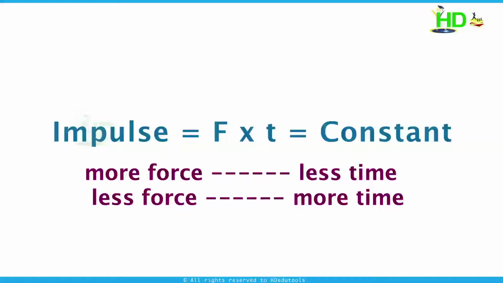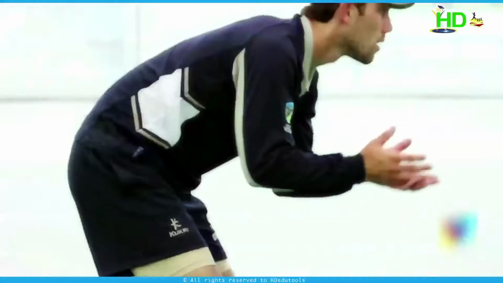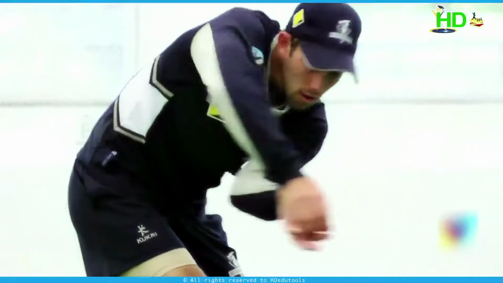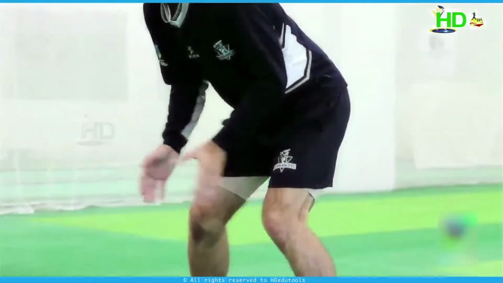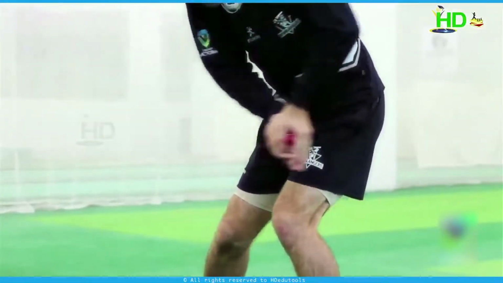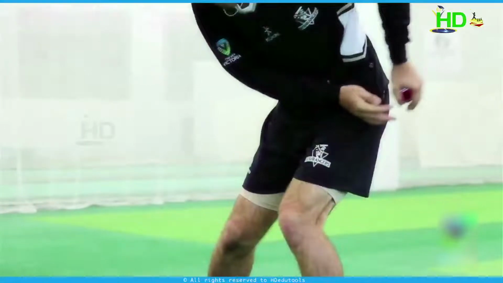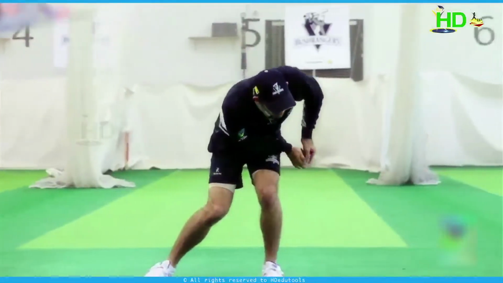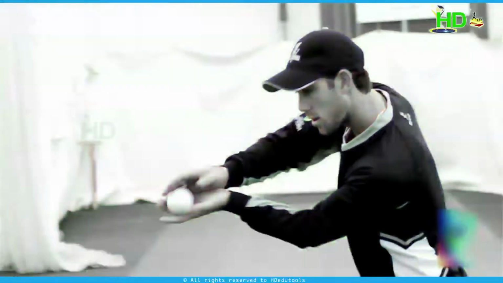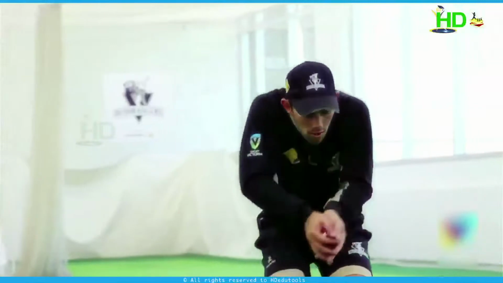To understand this, we take some examples. While catching a cricket ball, a cricketer takes his hands back. Why? In this case, when he takes his hands back, the time of action is increasing, so that the impact of force decreases. Here time is increasing, force will decrease. Due to this, the impact of force on his hands is less.